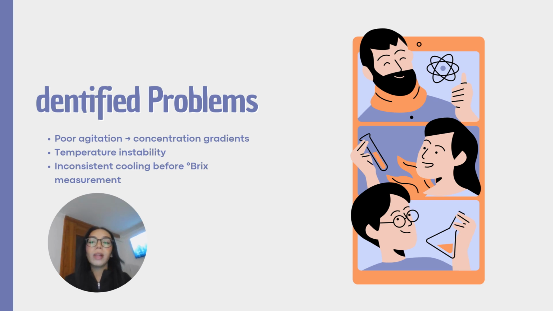First, there were problems with agitation. Poor mixing can create concentration gradients around the fluid, reducing the efficiency of mass transfer. Second, temperature instability was observed, especially at higher temperatures, which can affect diffusion rates and process consistency. Finally, there were inconsistencies in degrees Brix measurements, mainly due to differences in cooling time before taking readings. These issues can significantly impact the accuracy and reproducibility of the results.